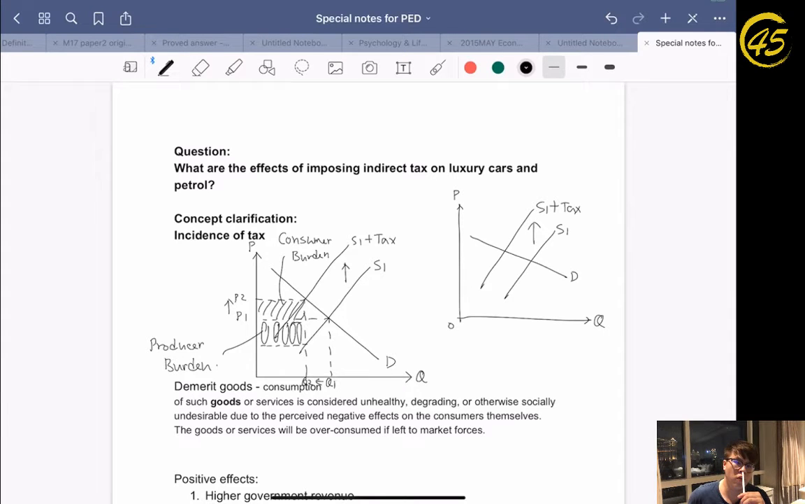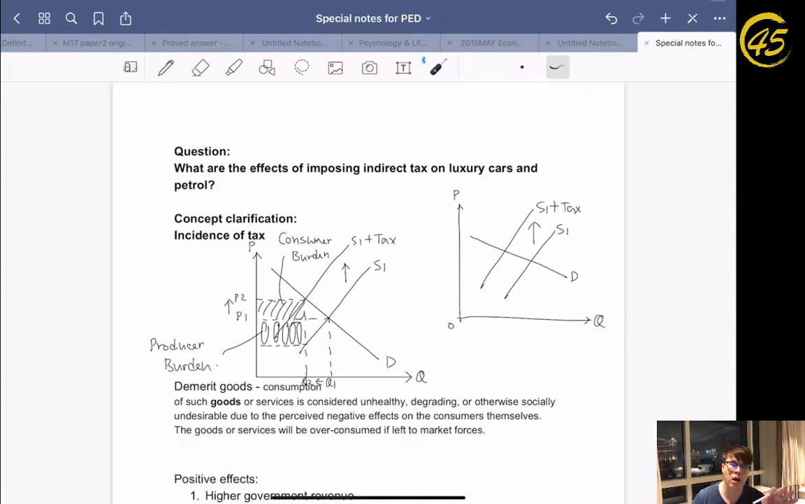Okay, so we are going through these questions: what are the effects of imposing indirect tax on luxury cars and petrol? First, I want to help you clear some of the concepts. What is the incidence of tax? Incidence of tax refers to the amount of total government tax revenue, which is this part, and we want to know how the tax revenue is being borne by consumer and producer.